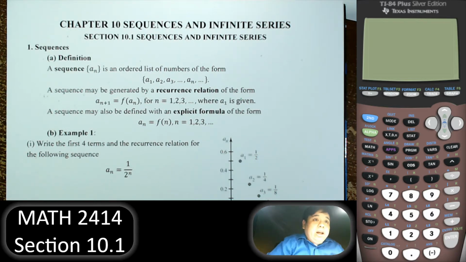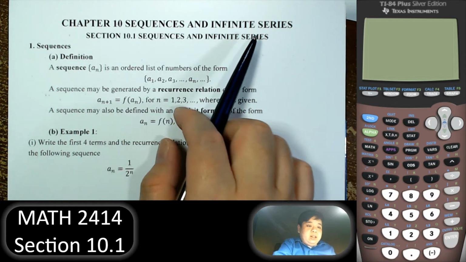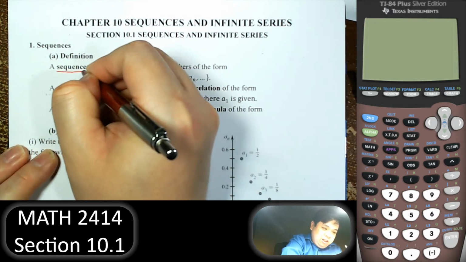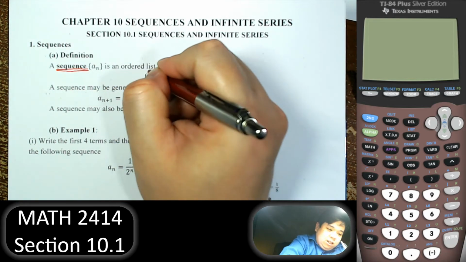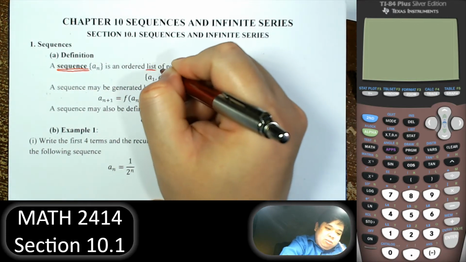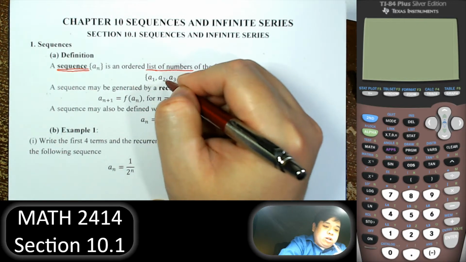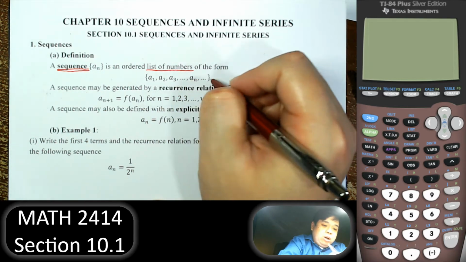Hi everybody, we go to chapter 10 in Calculus 2. In this chapter we study sequences and series. Just some definitions. A sequence is an ordered list, so it is a list of numbers. Individual terms are written as a sub 1, a sub 2, and so on.